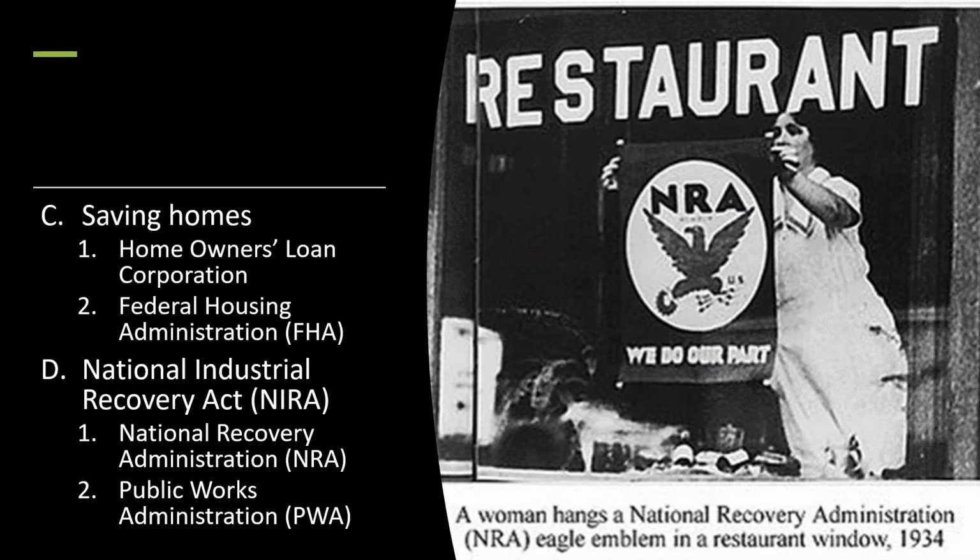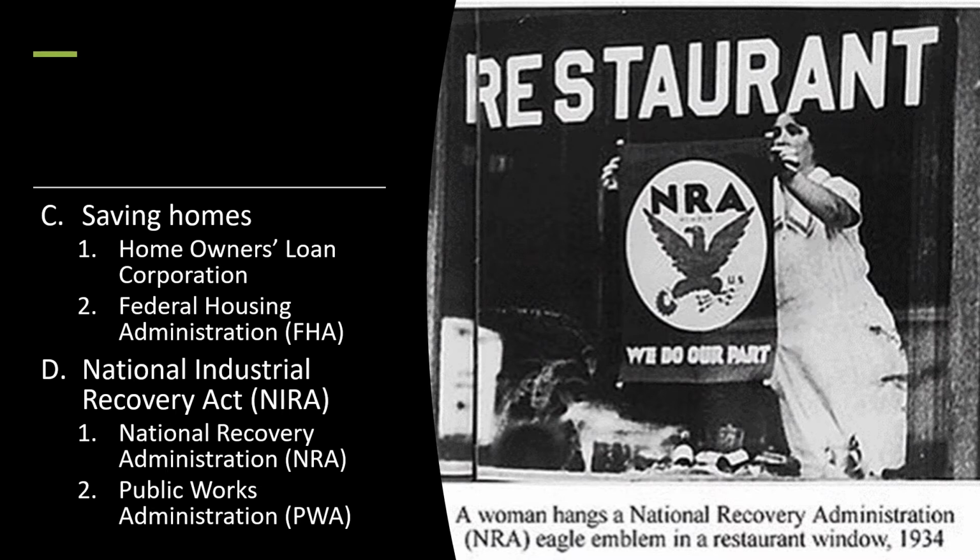The Homeowners Loan Corporation allowed people who were at risk of losing their homes to refinance their mortgage at lower interest rates. The 1934 Federal Housing Administration, the FHA, which is still in place today, offered 20-year mortgages which reduced monthly payments by doubling the typical term of mortgages.